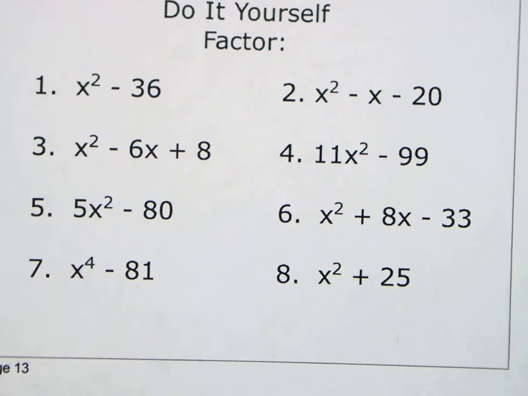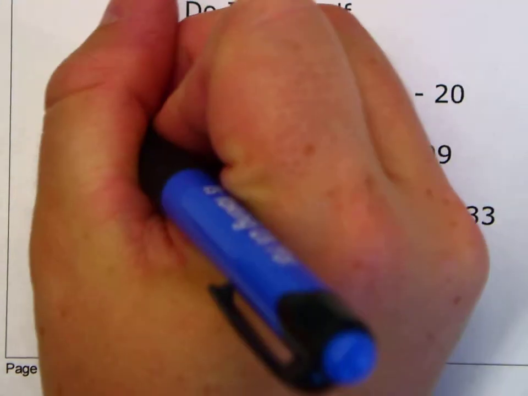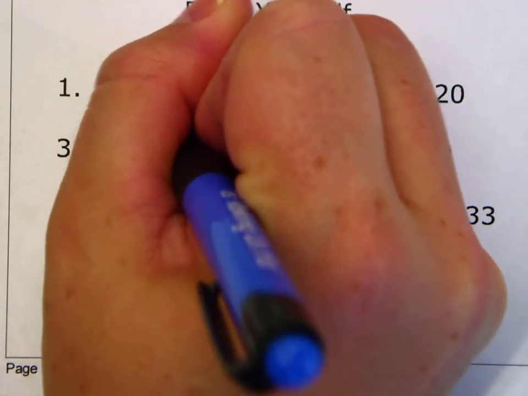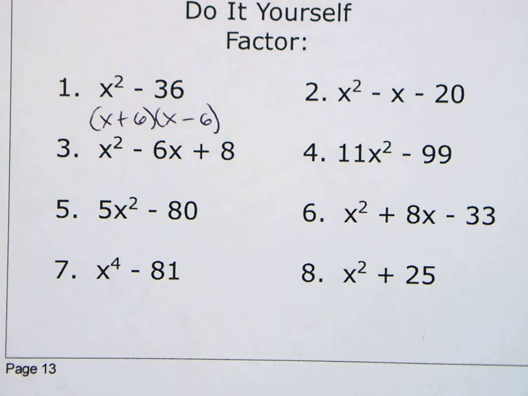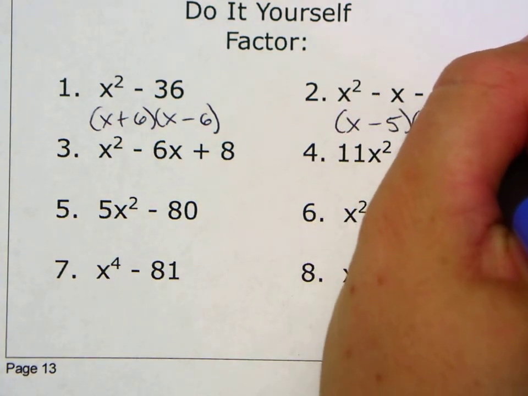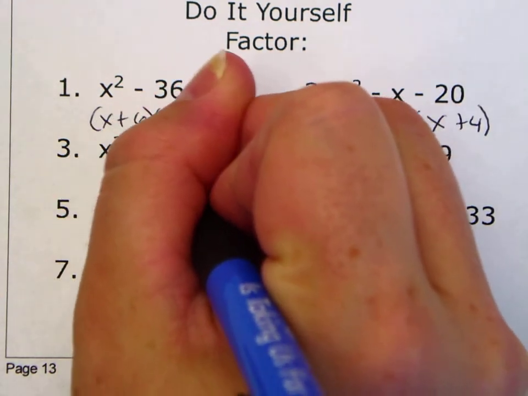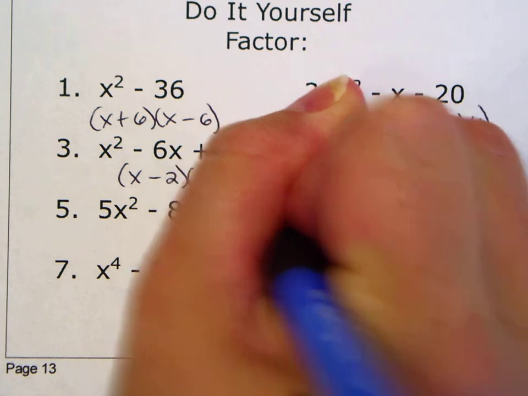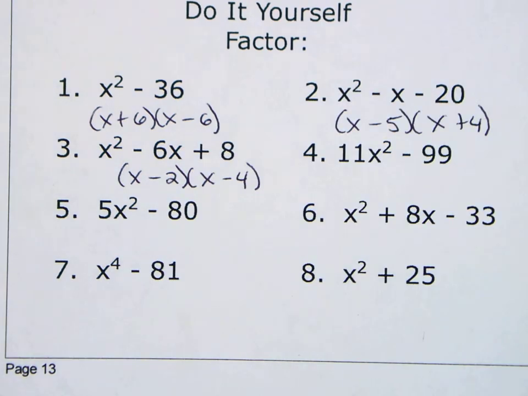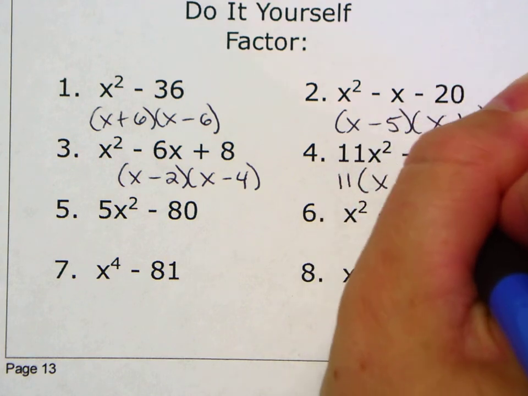All right, last slide. Try them on your own. I'm just going to put the answers. Pause the video and try these 8 problems on your own. Number 1 is x plus 6, x minus 6. Number 2 is x minus 5 times x plus 4. Number 3 is x minus 2 and x minus 4. Number 4 is 11, and then x plus 3, x minus 3.